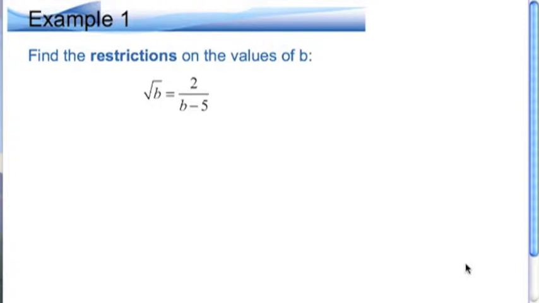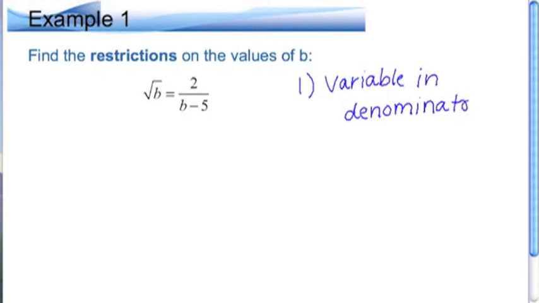There are two ways that we can have a restriction. The first way is if there's a variable in the denominator. The denominator can't equal 0, so any value that makes the denominator 0 is a restriction. In this case, we should be able to look and see that 5 would make this denominator 0. So 5 is going to be a restriction.